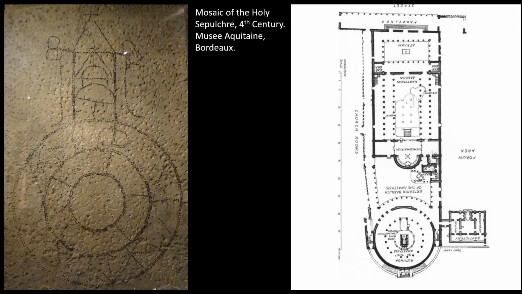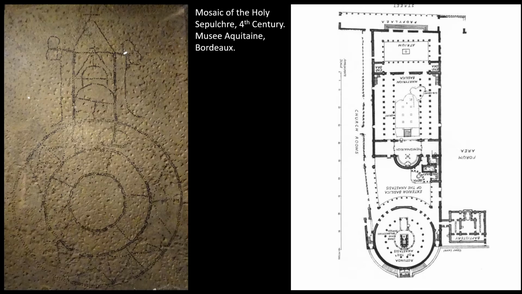Now, the date for this is quite interesting, because if it is from the late 4th century, that would mean that it was made only a few short decades after the actual construction of the rotunda at the Holy Sepulchre in Jerusalem. So quite a short transmission period, and it is definitely worthy of more study. I could talk for days about this mosaic in and of itself, but I won't.